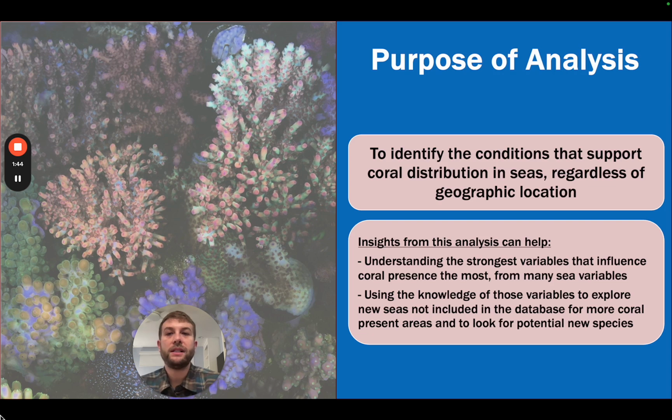This can help identify seas not included in the dataset that could be conducive to coral's presence and could potentially discover new species or have other new insights made.